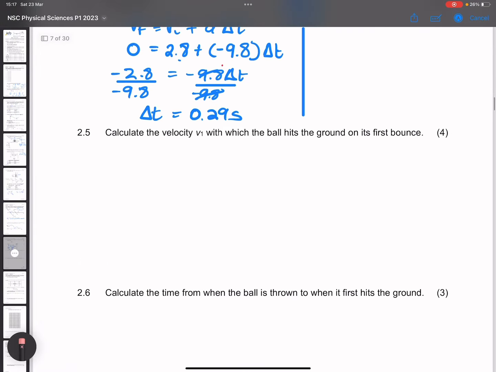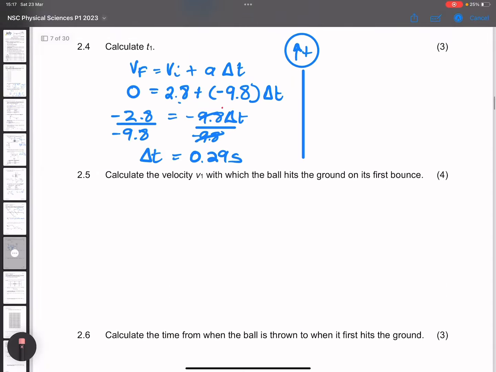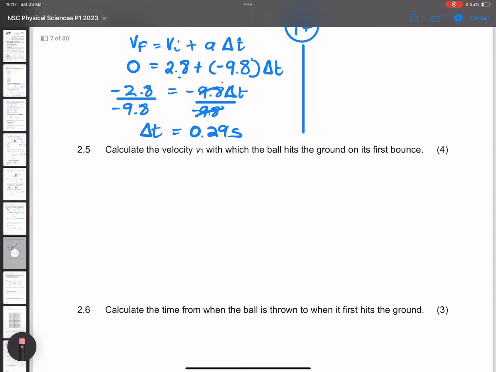All right, so now they say to us, calculate the velocity v1 with which the ball hits the ground on its first bounce, right? So now, what do we know? We know that when the ball left, now please, I want you to listen very carefully, right? So this is when it reaches the ground for the first time, right? Let's say this is position A, B, this is when it comes back to the same height, and this is position D, right? So remember, this is time t1, right? But what else do we know?